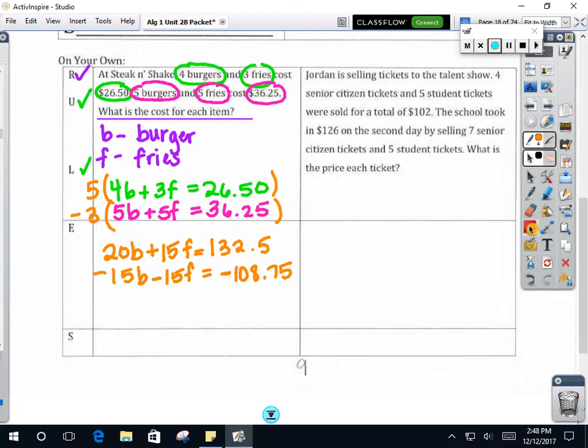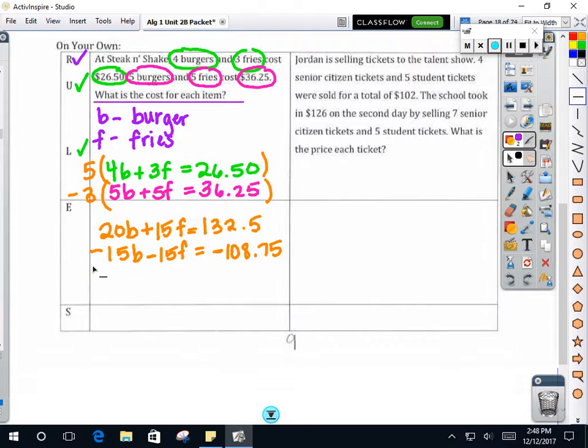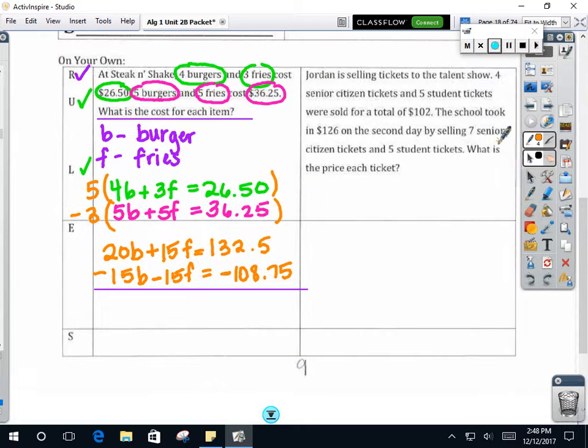Okay, so now that we have a variable that's ready to eliminate, we add the equations together. A 20b plus a -15b becomes a 5b. The f's eliminate because you have a 15 and a -15, which is 0. And then the constants are 132.5 plus a negative, which is basically minus 108.75, and that becomes what?